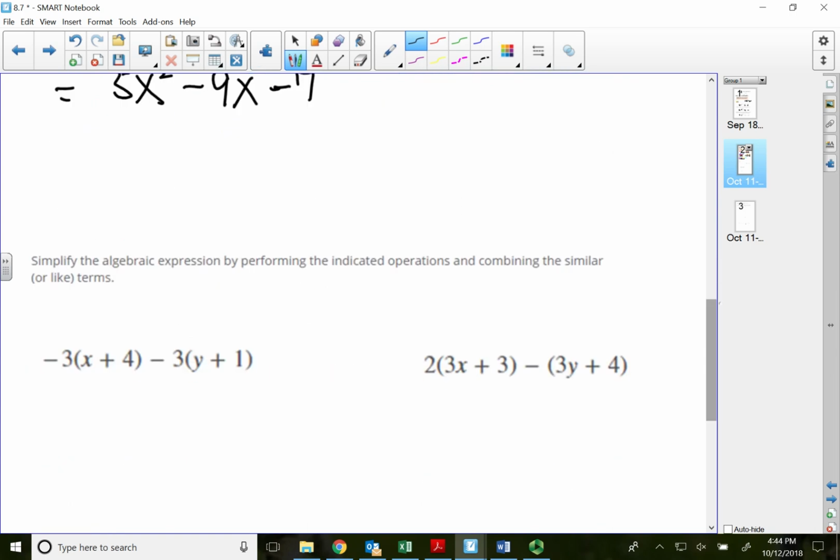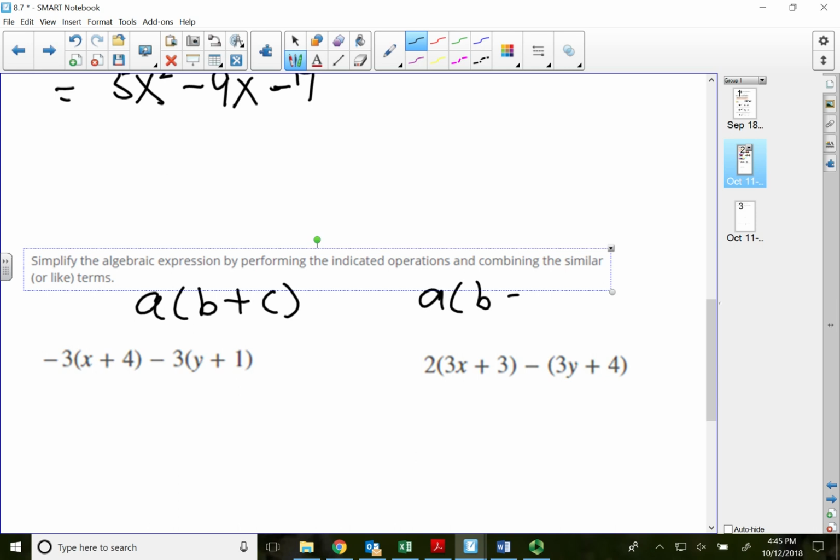Alrighty. Now, let's do some with the distributive property. By the way, I did not mention this last time. There are actually two different versions of the distributive property. One is the a times b plus c, equals ab plus ac version. The other one is a minus version. Same thing.